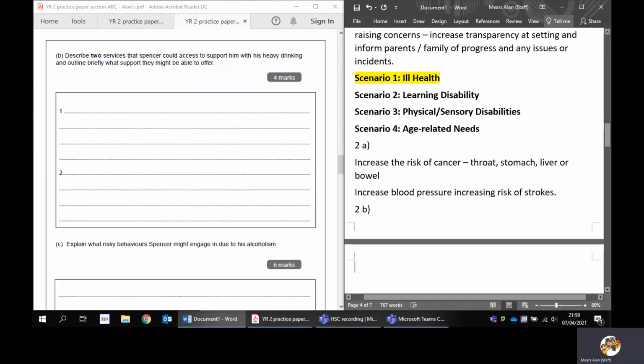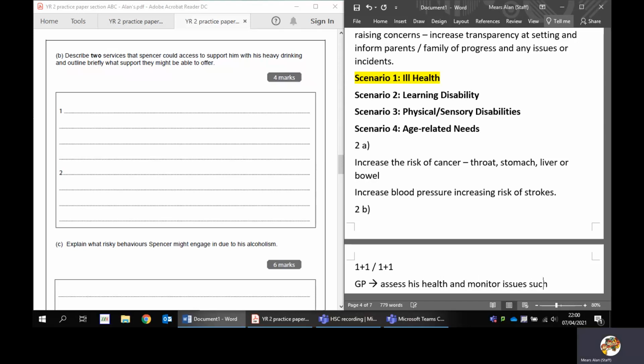Looking here, it says describe 2 services that Spencer could access to support him with his heavy drinking and outline briefly what they would do. So as we said before, this is our 1 + 1, 1 + 1. We need to identify a health provider or support and what that support could do. So for example, Spencer might contact his GP.